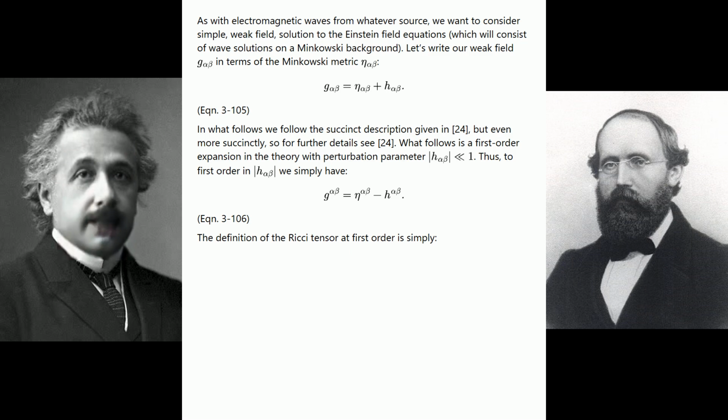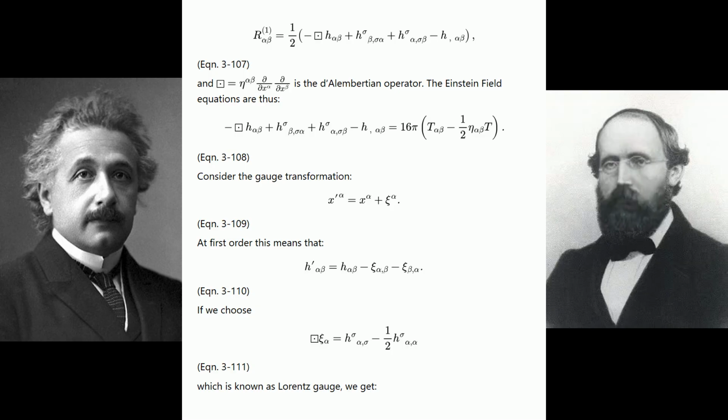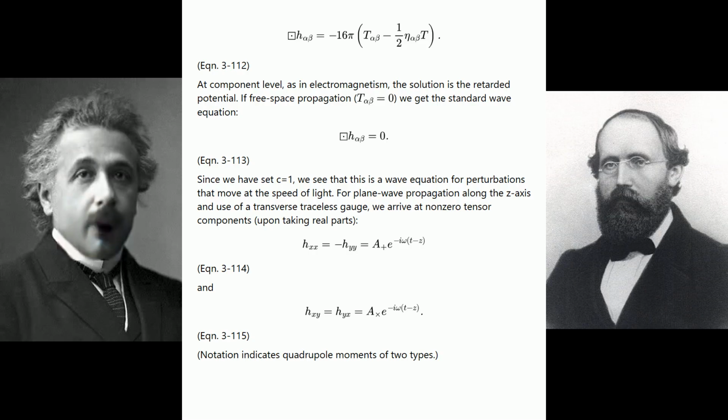The definition of the Ricci tensor at first order is simply equation 3-107. Where the box equals eta to the alpha beta partial derivative with respect to x to the alpha partial derivative with respect to x to the beta is the D'Alembert operator. The Einstein field equations are thus equation 3-108. Consider the gauge transformation, equation 3-109. At first order, this means that equation 3-110. If we choose equation 3-111, which is known as Lorentz gauge, we get equation 3-112.